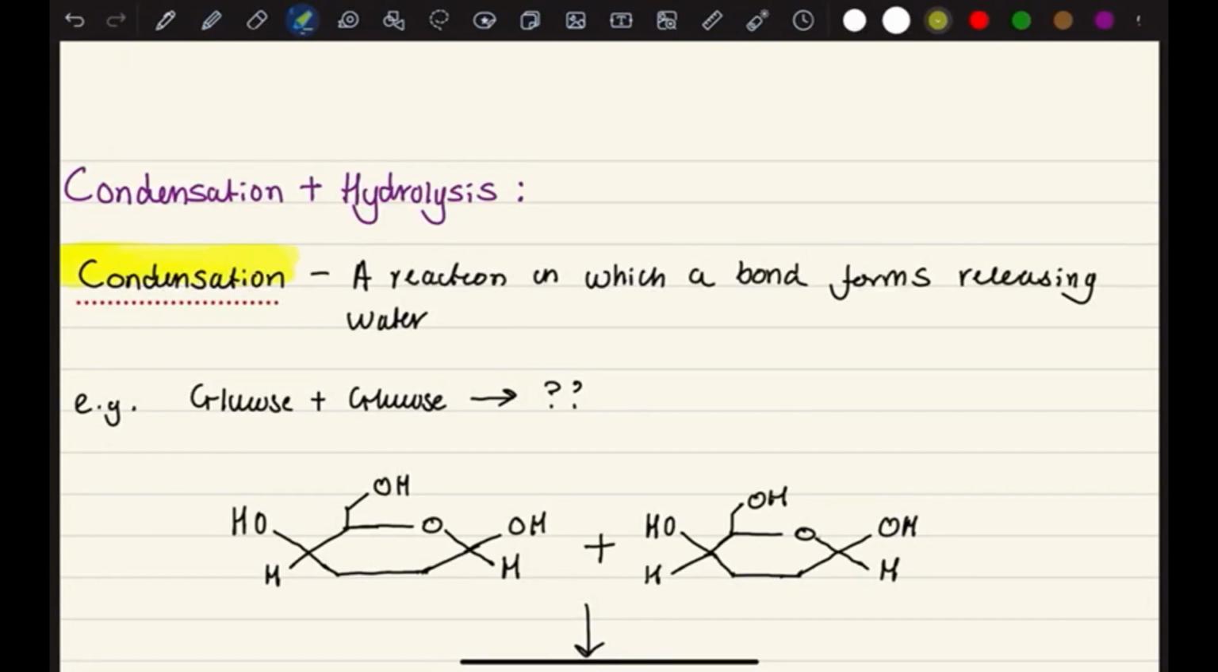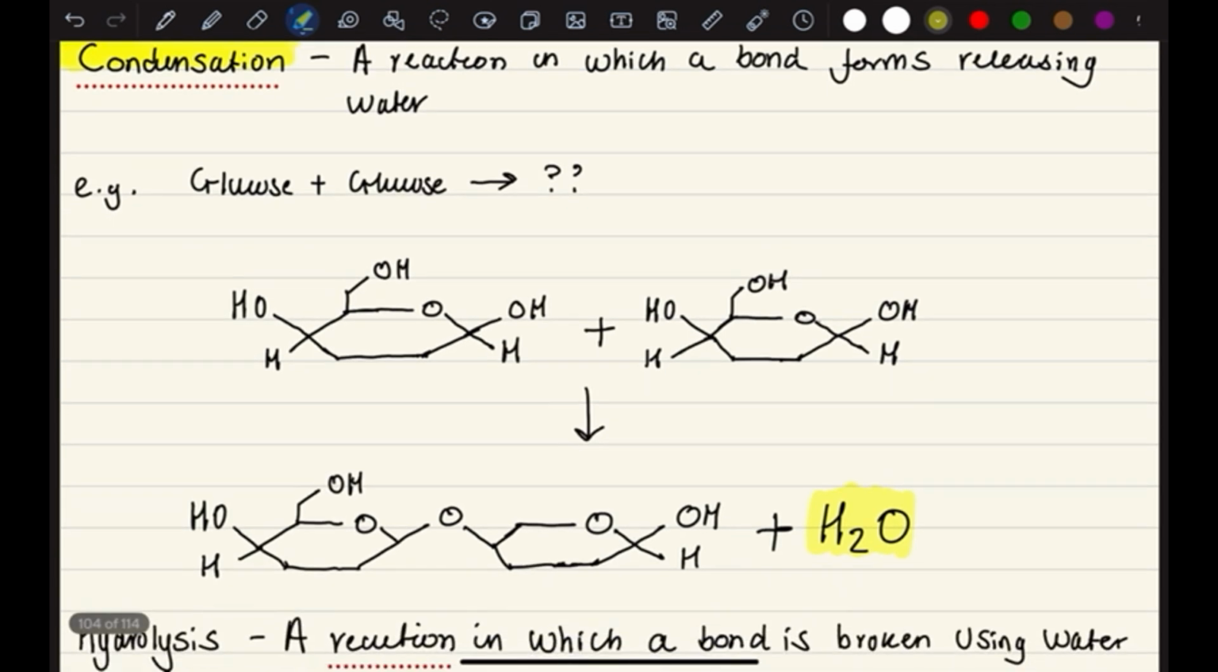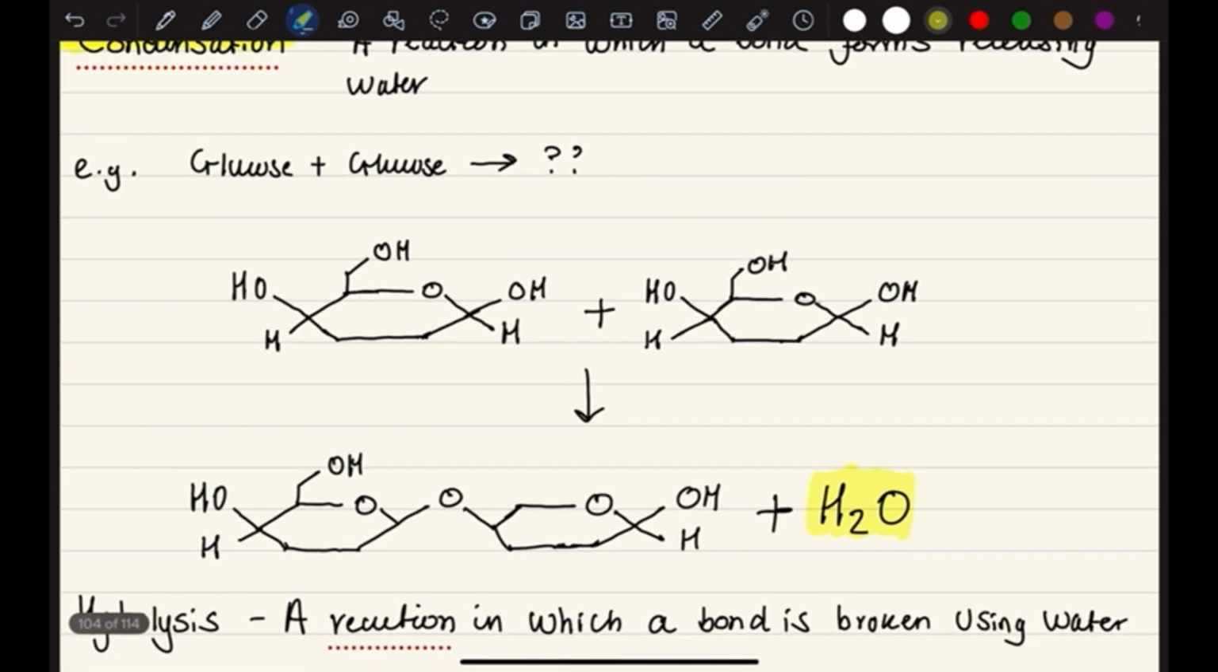Okay, something else I think is pretty important to mention is condensation and hydrolysis reactions. Yeah. So a condensation reaction is a reaction in which a bond is formed, releasing water. Yeah. So quick recall, glucose plus glucose is equal to what? We're going to leave you to answer that one. If you need a recap, scroll back in the video. Now, you can see here, I've drawn my 2 glucose molecules.